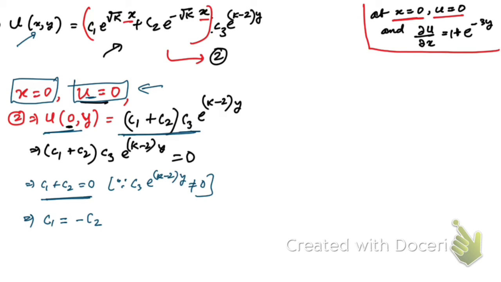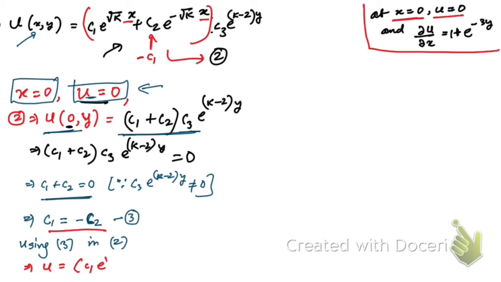Now using this value in equation number 2, let it be equation number 3, using 3 in 2, what we will get. Here you see, if we put c2 is equal to minus c1, then we're going to have u is equal to c1 e to the power root k x minus, because c1 is equal to minus c2, so c2 must be minus c1. So here we can put c1 e to the power minus root k x, c3 e to the power k minus 2 into y. That's what we're going to have.